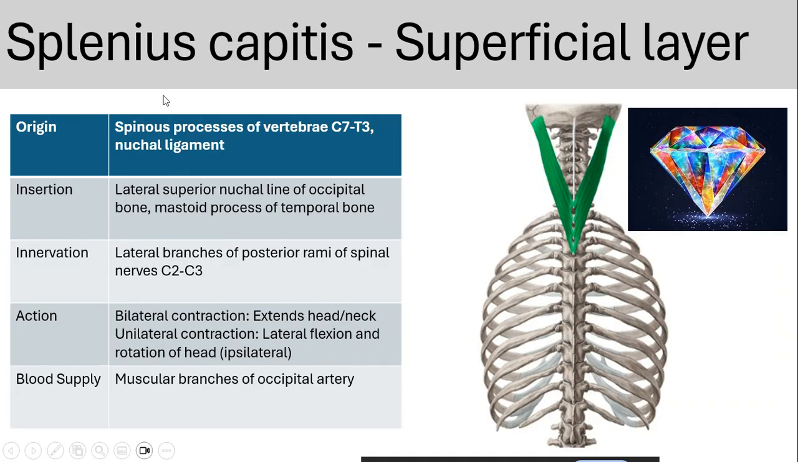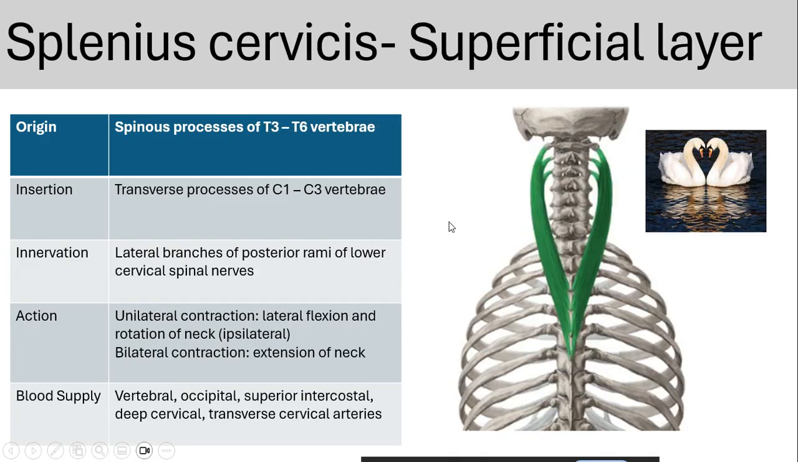So whenever someone talks about splenius capitis, it should remind you of this shiny diamond shape, right? So it looks like a diamond, right? As you can see, the diamond shape reminds you of splenius capitis. So whenever someone shows you a muscle on a cadaver that looks like a diamond, and it's around this area, it has to be splenius capitis.